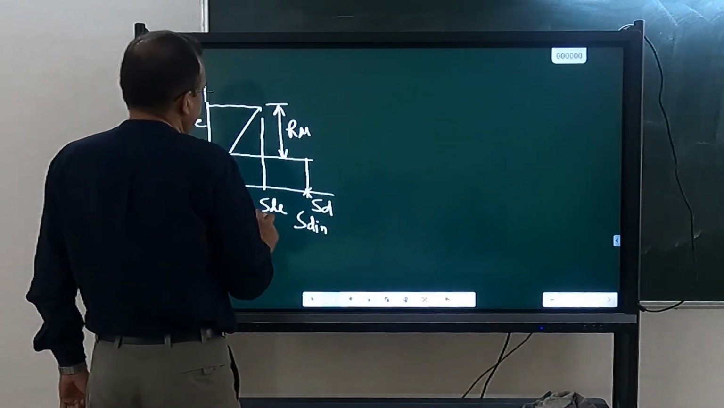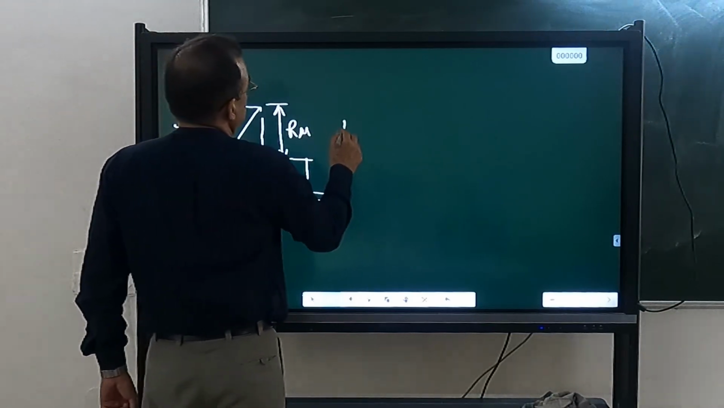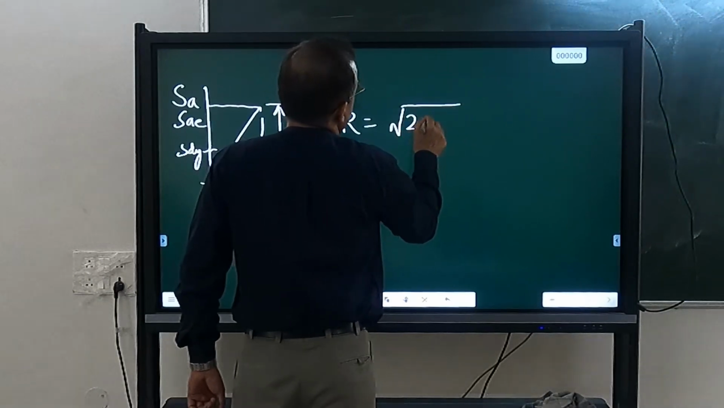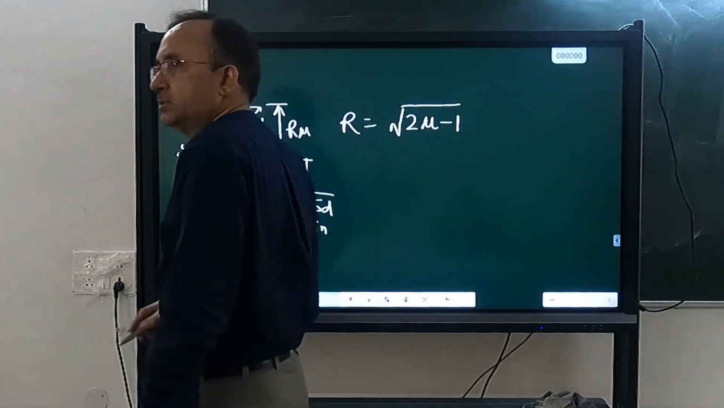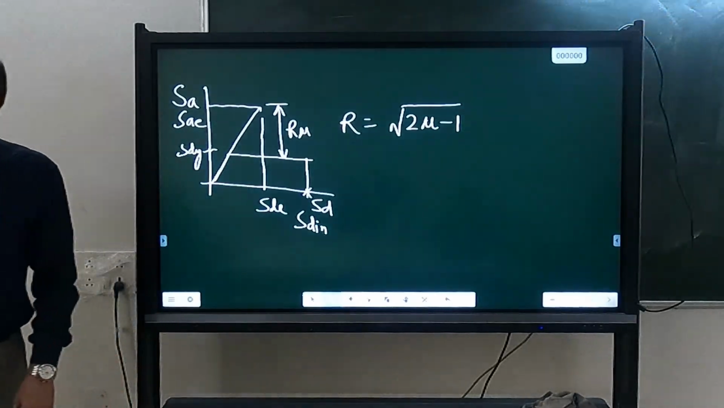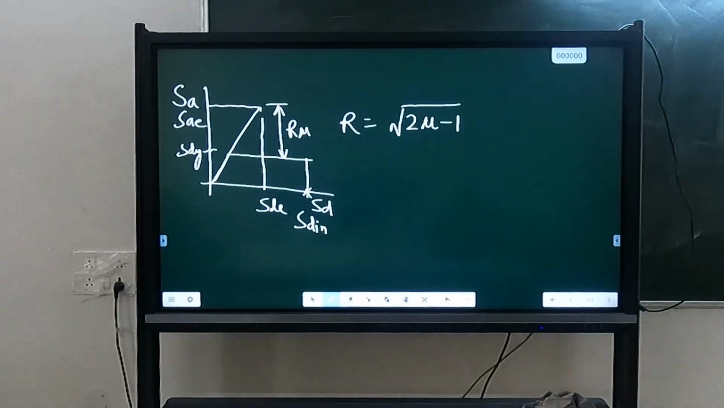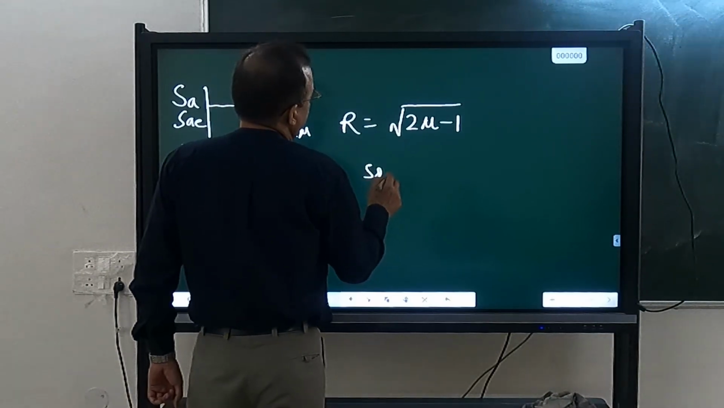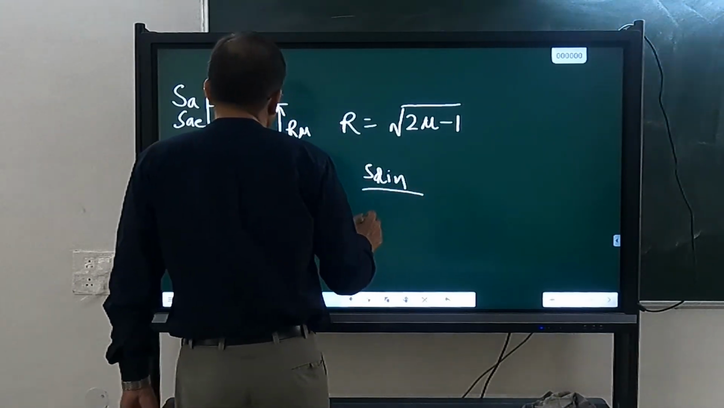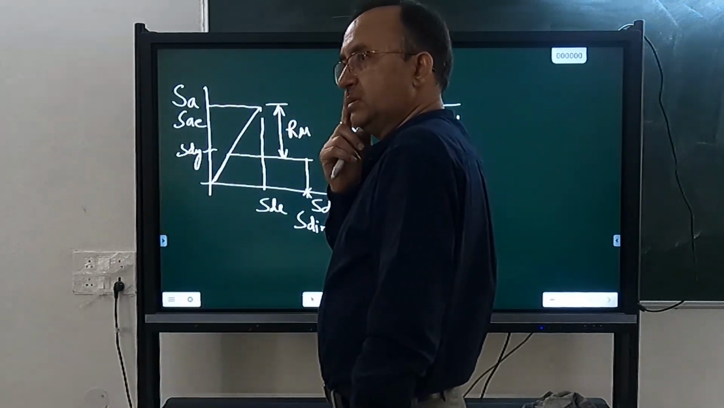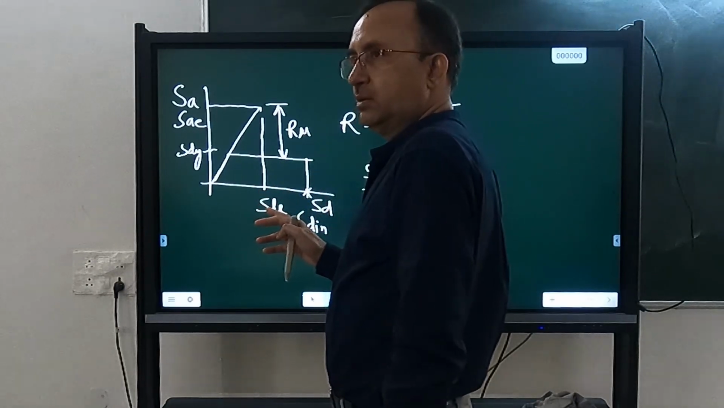So the ratio R is equal to square root 2 minus... Okay. So what are you saying? R is equal to SB inelastic by SB elastic. So SB inelastic divided by SB elastic, that's the ratio.